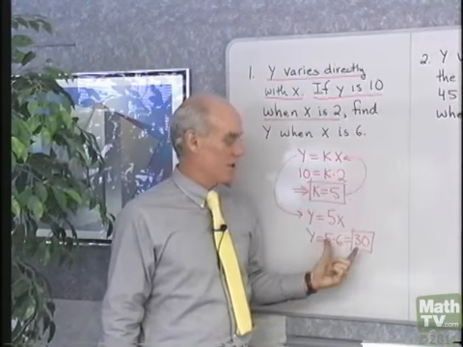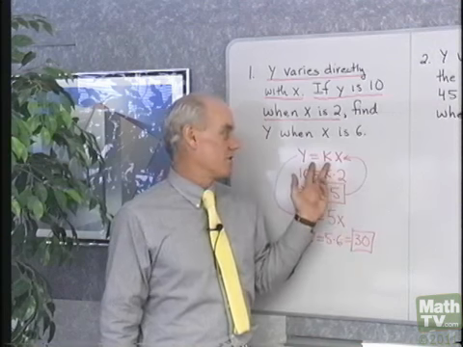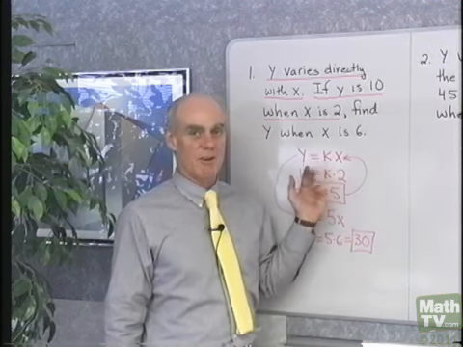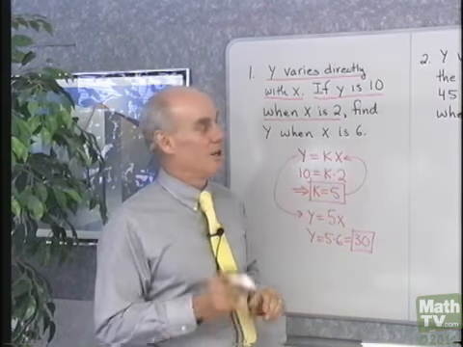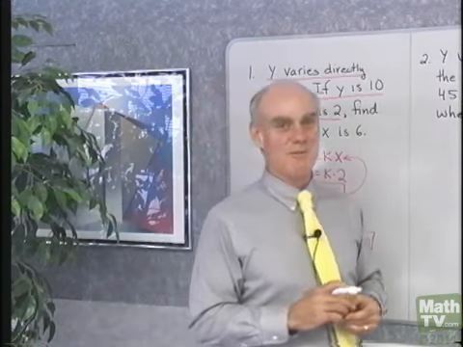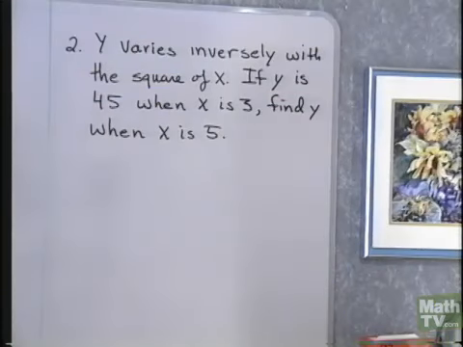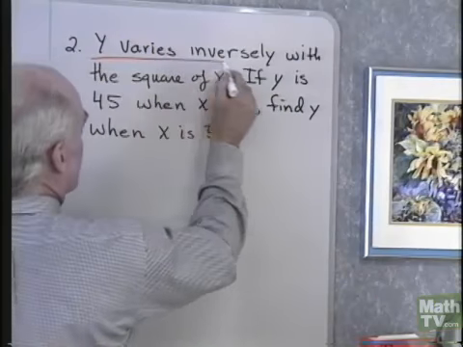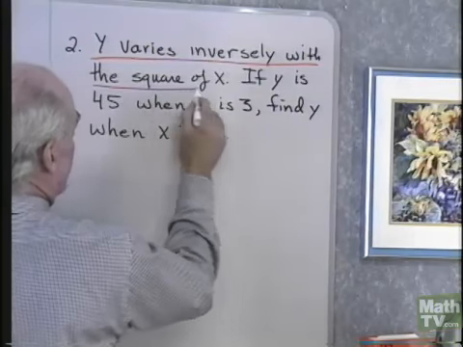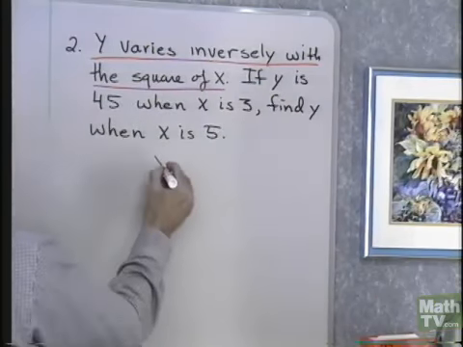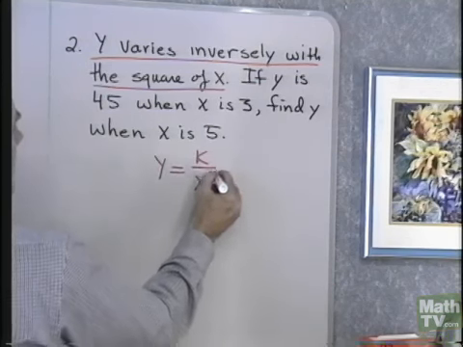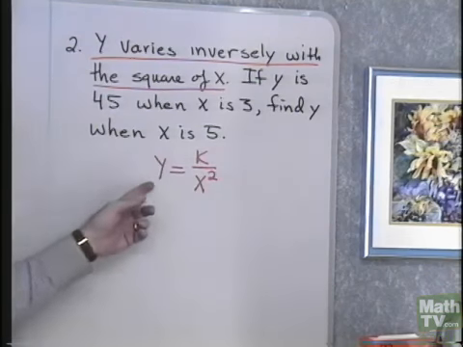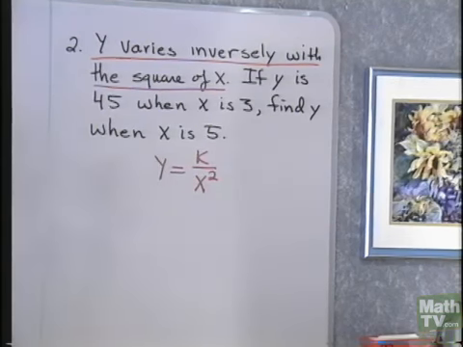So you see it's a step-by-step process right here. This is a general direct variation statement where we say y varies directly with x. Let's look at an inverse variation problem. Y varies inversely with the square of x. Now what that first sentence tells us, y varies inversely with the square of x, is that y is equal to k over x squared. That means that y varies inversely with the square of x.